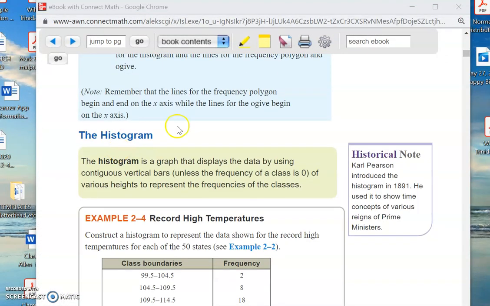Okay, so the first thing we want to talk about is a histogram. It's a graph that displays the data. We use contiguous vertical bars.